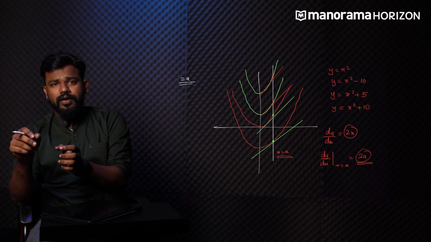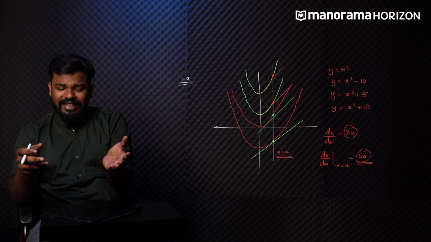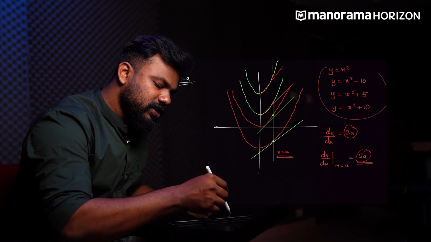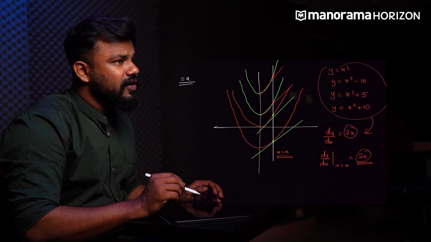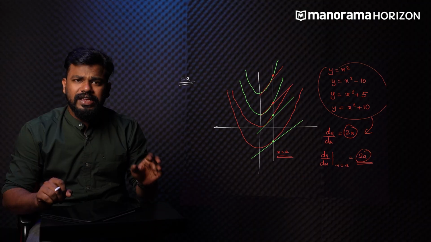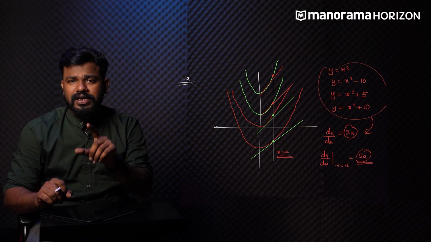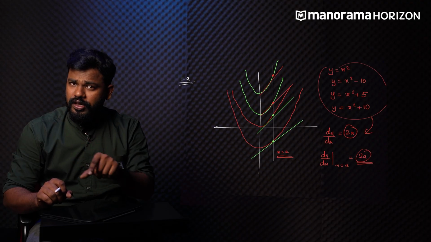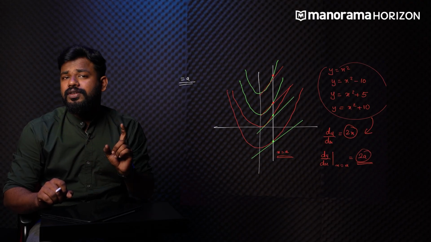So the derivative at the line which is intersecting all the curves y is equal to x square, or x square plus 10, or x square minus 5, or anything, the derivative of all these functions will be 2x itself. Now, what is the slope that I get? It is 2a. So as you can see, the slope of the tangent is the same for all the curves. But is the equation of the curve the same?